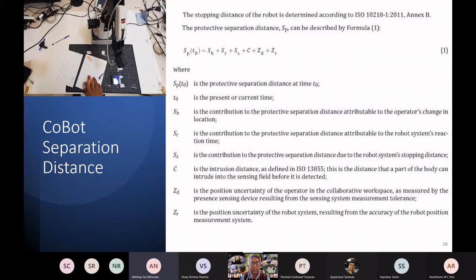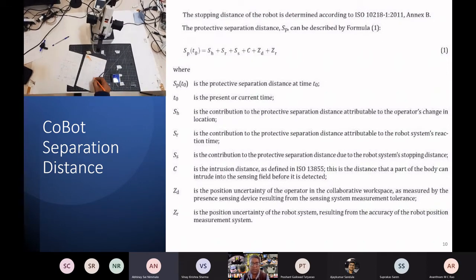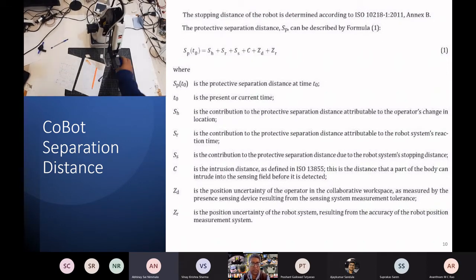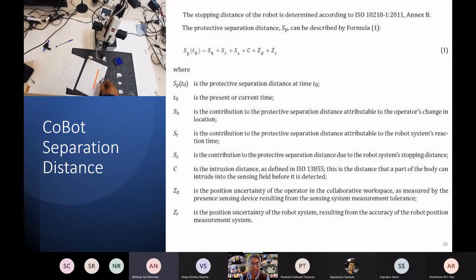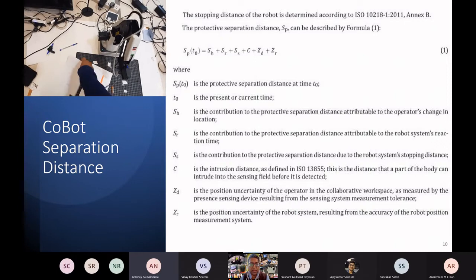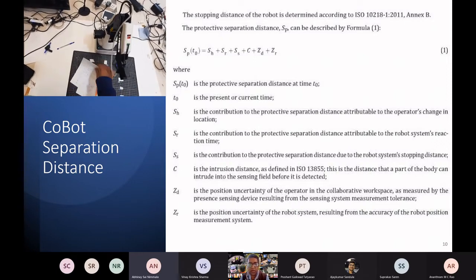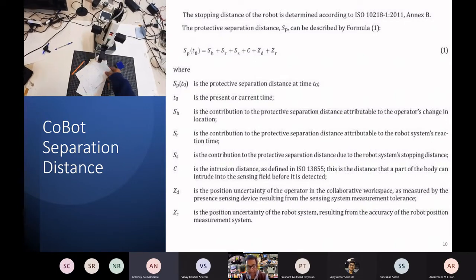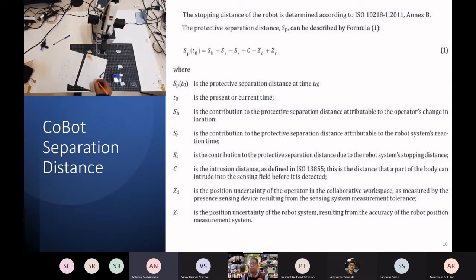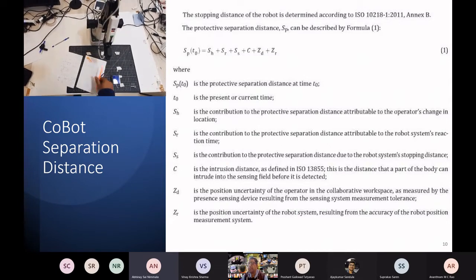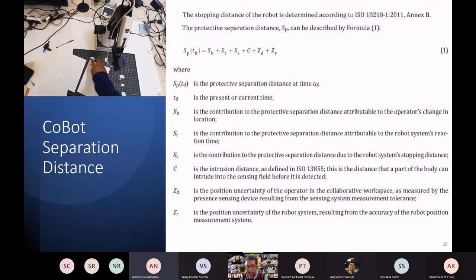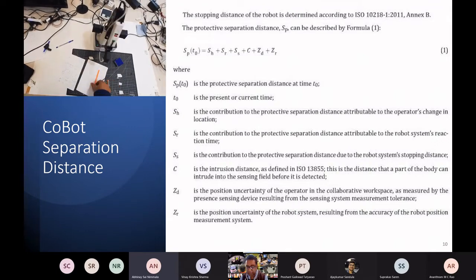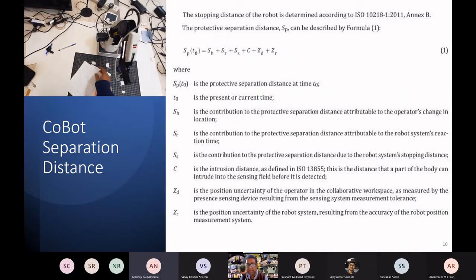And we recorded it with a small scale robot to keep both the robot and human safe. But it illustrates what can be a similar situation when the human and robots are cooperating. So this particular ISO standard, 10218-1 Annex B, it defines the protective separation distance marked by S_P by this particular formula.